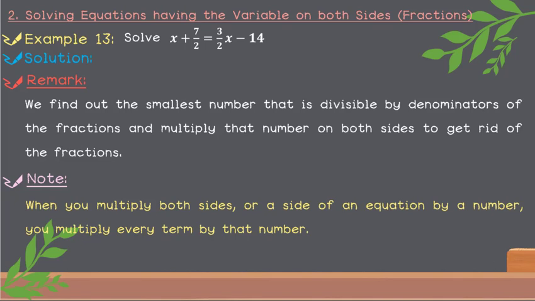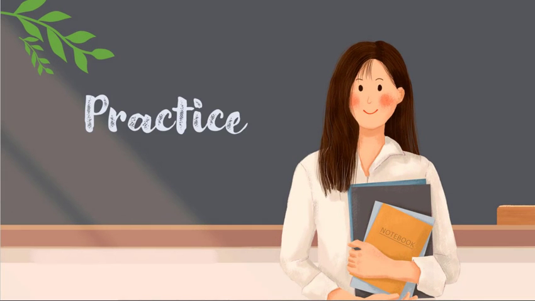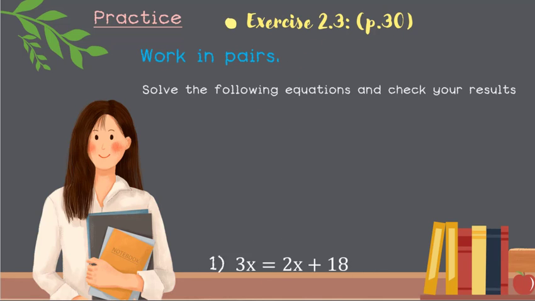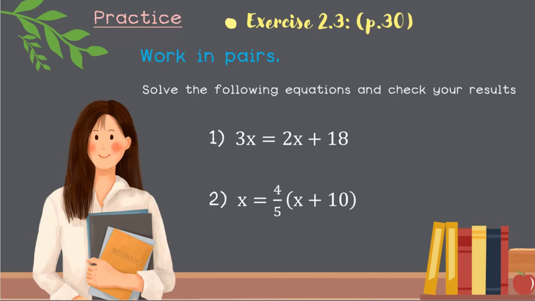And now we go to the last part. Practice. So today we have learned how to solve equations having variables on both sides. And now we work in pairs to do the exercise on the projector's screen. After 5 minutes, the fastest team will present the solutions on the board. 5 minutes, start.